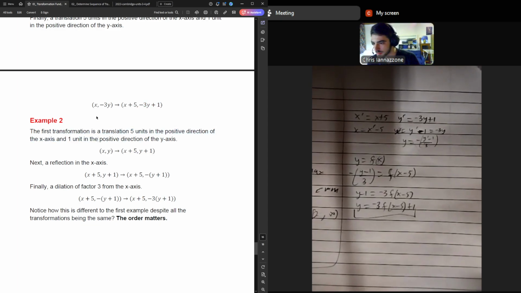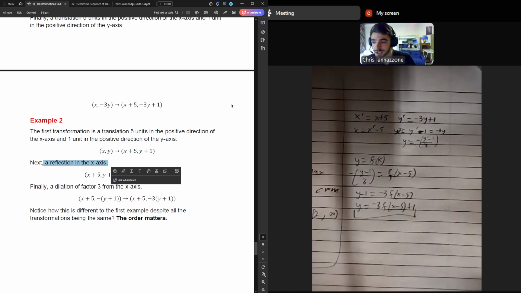Okay, example 2. Same transformations in a different order. Now we're starting with the translations. So 5 in the positive x, 1 in the positive y. Okay? Add 5 to x and 1 to y. Nice and simple. Here's where it gets a bit different.